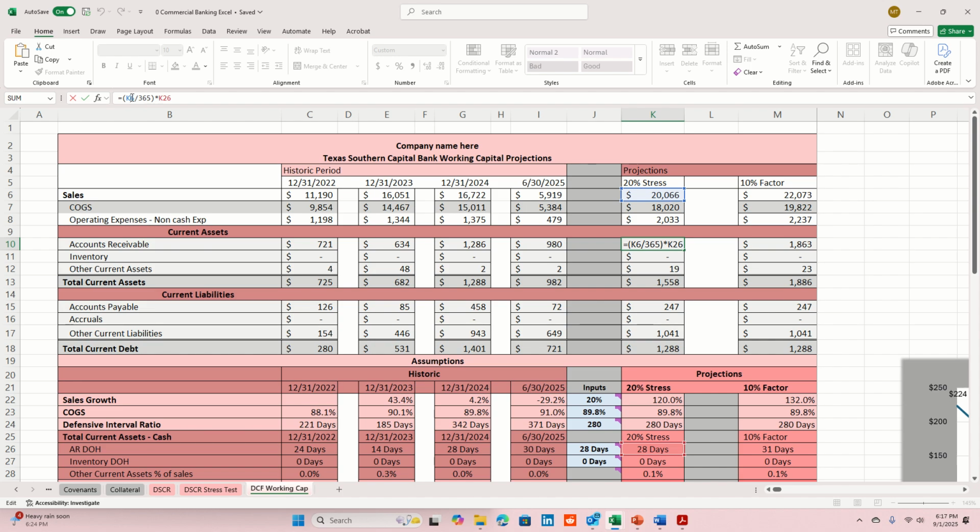We're going to do our sales divided by 365 times our days on hand. And that's going to calculate how much accounts receivable we have in the future. Right here, we're going to calculate how many current assets we have in the future. Right here, same thing. We're going to calculate how many payables we have in the future. We're going to take sales, divide it by 365, and then multiply it by our days on hand.